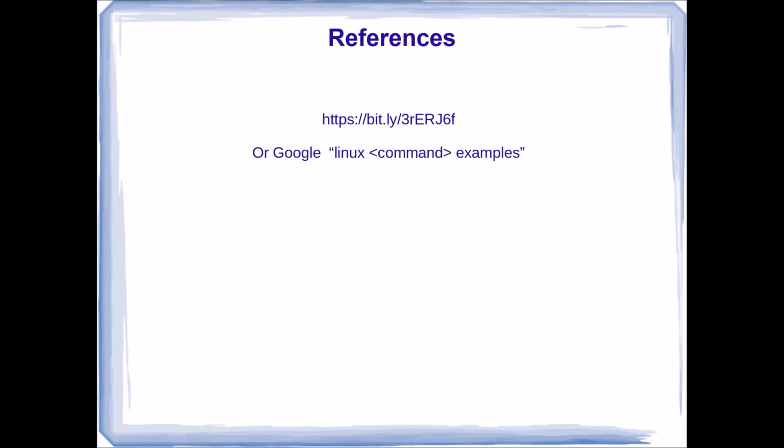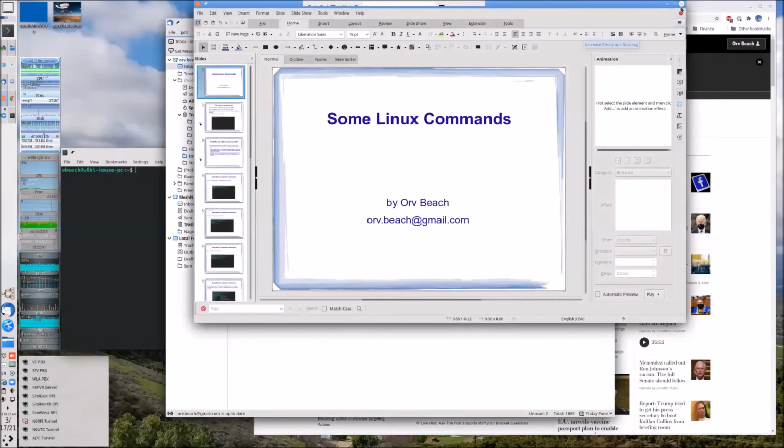Okay, references. That compressed URL there, the bit.ly URL, 3R, capital ER, capital J, 6F, is compressed. It'll take you to a web page where I got most of these from. It has a few more that I chose not to talk about. Or you can just Google Linux, the command name, and examples, and you'll get 6 or 8 or 10 or 20 or 100 pages with command examples. And if you don't find the exact example you're looking for, just keep looking through Google. I'd be ashamed to admit how often I use Google, because a lot of these commands you only use every few months. And what was that switch that does that? So anyway, we'll do some demos and things here.